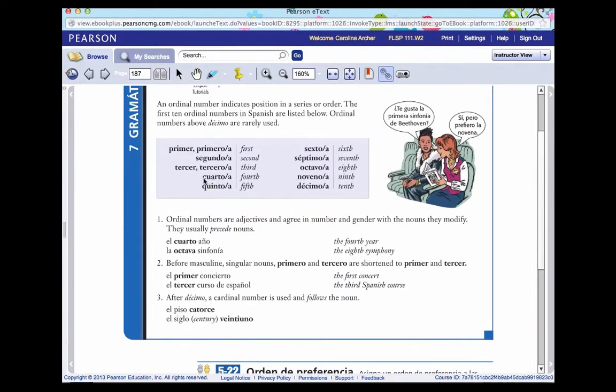So, cuarto, cuarta, masculine or feminine, singular or plural. Okay? After 10th, décimo, it's very rare to use ordinal numbers. So we say el piso 14 instead of saying the 14th floor. We say the floor 14, okay, or century 21. El siglo 21, el piso 14. It's not common at all to use ordinal numbers after décimo, after 10th. Okay, muy bien. All right, let's keep moving.